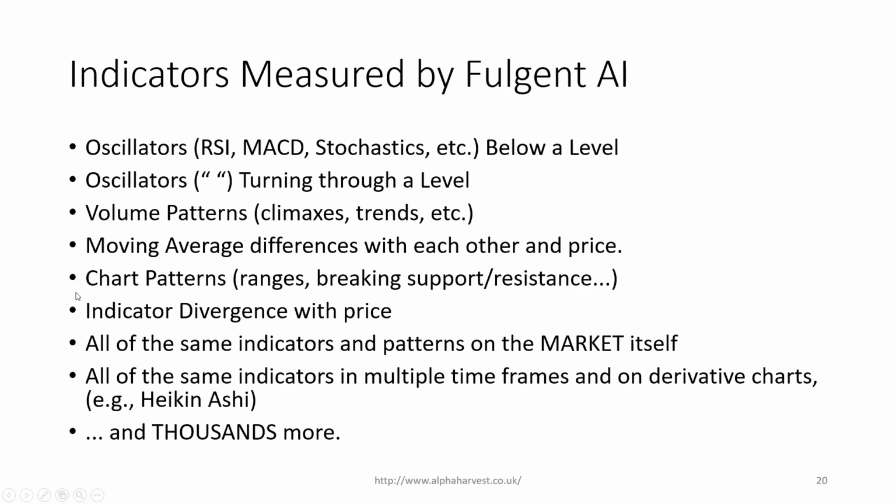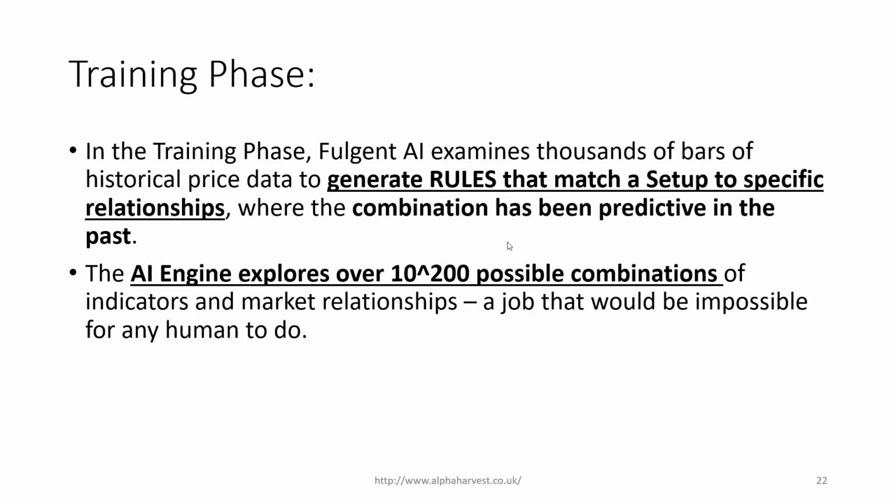And it just simply takes all available indicators with all available settings, and it'll test and retest and eliminate the low probability ones and reduce the high probability ones to identify those high probability trades. So when we train, the AI is looking at thousands of bars of historical price data to generate rules that match setups to specific relationships where the combination has been predictive in the past.